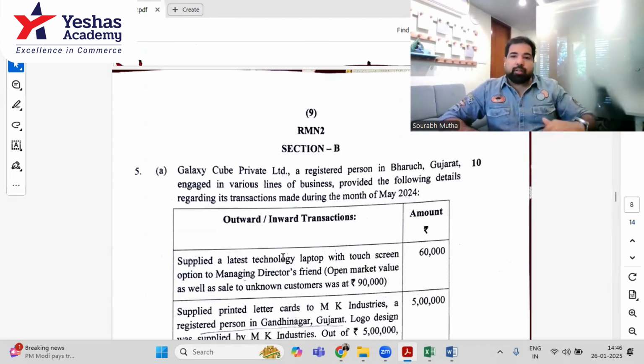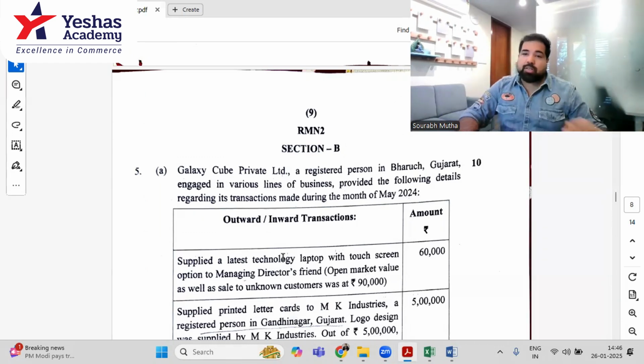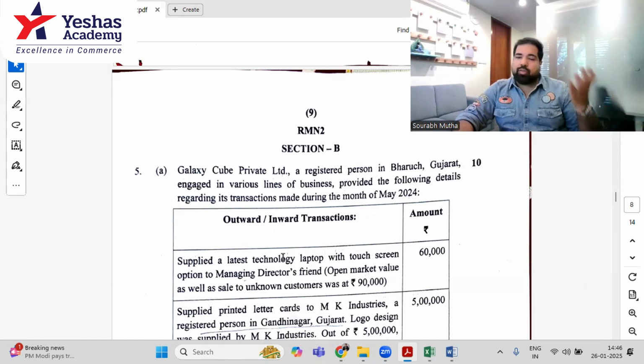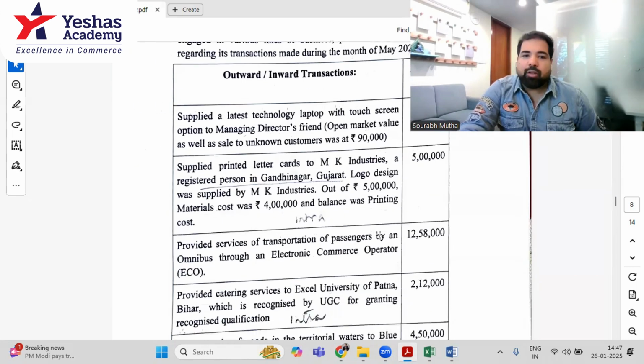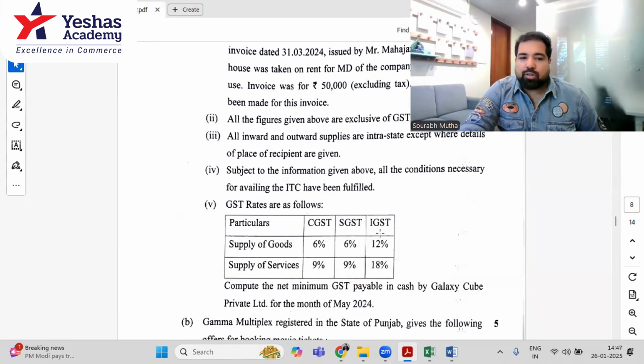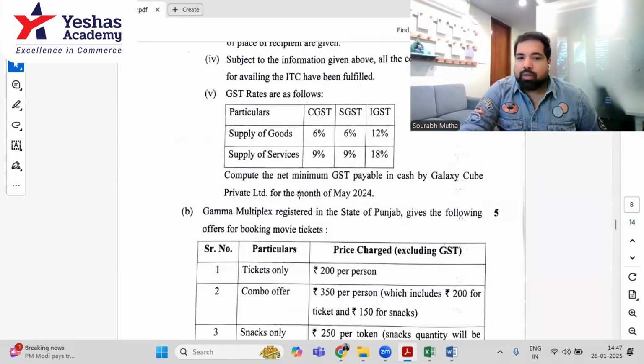This question was predictable. Somewhere you're purchasing, so purchase leads to credit. Somewhere you're supplying, so supply leads to liability. So you have to make two ledgers. One is a credit ledger whenever you purchase, one is a liability ledger whenever you supply. And then you have to calculate the payment. This is what is predictable. Here also, it was a predictable question. Compute the net minimum GST payable in cash.